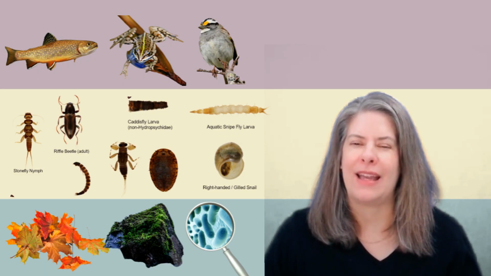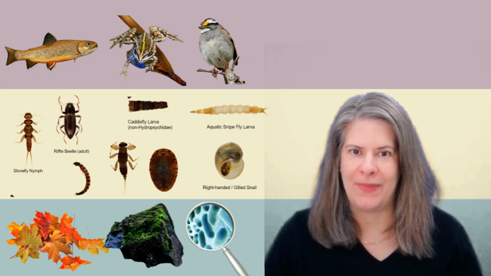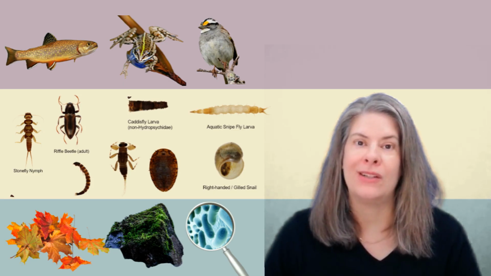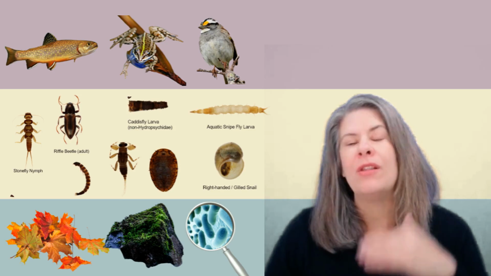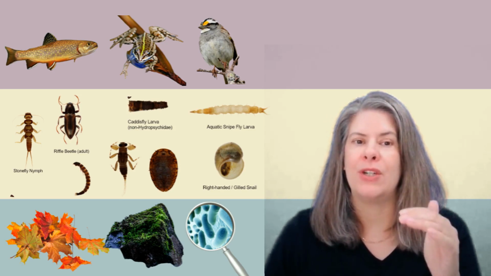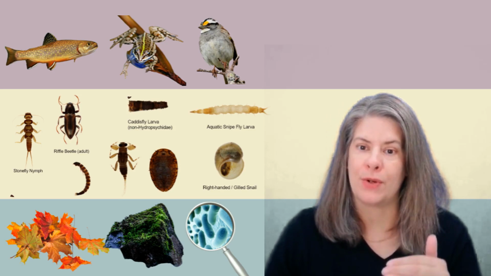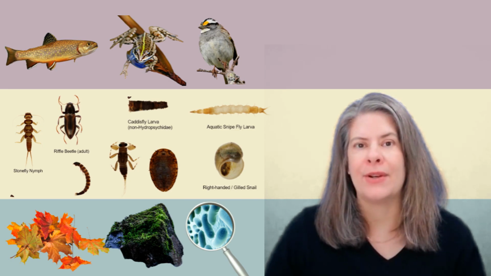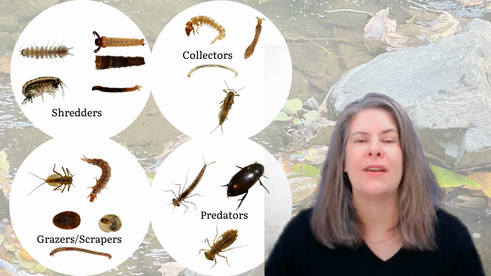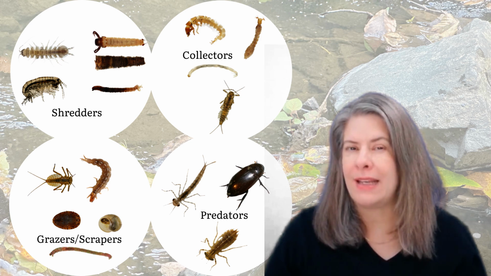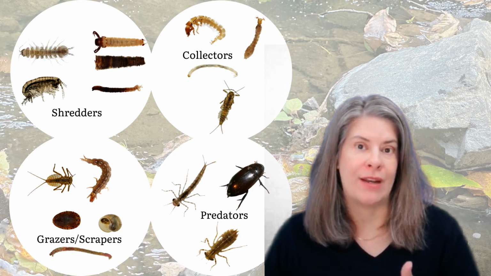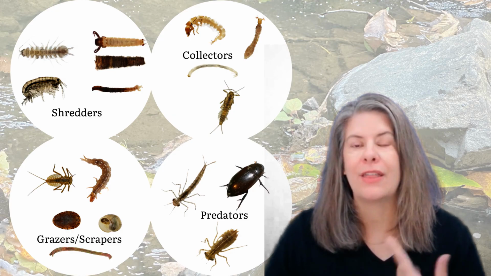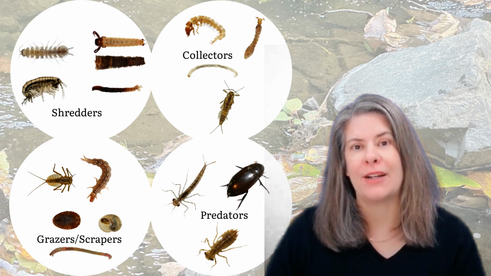Benthic macros are key players in every stream's food web. They link the base of the web, the algae, the detritus, and the microorganisms such as bacteria, with the larger animals at the top of the food chain like fish, frogs, and birds. So today we're going to chat about the 4 main types of benthic macros based on their feeding adaptations and preferred foods. Those groups are called the shredders, the collectors, the grazers, and predators.